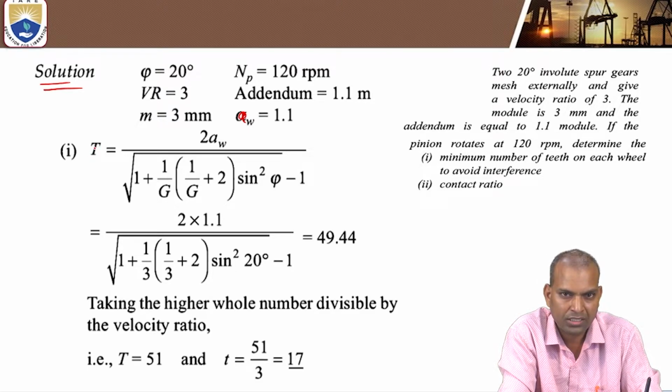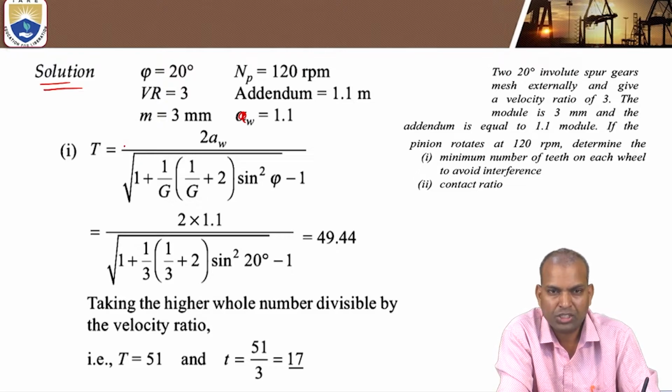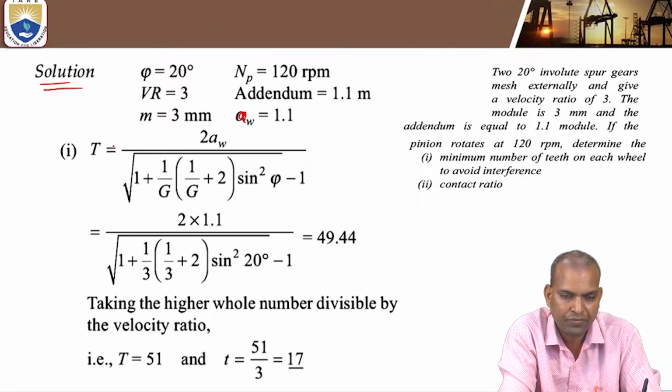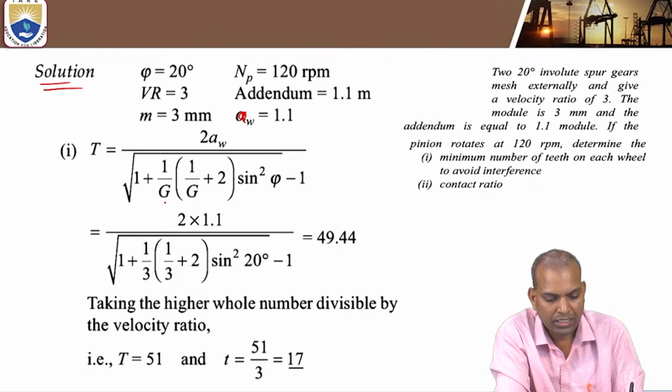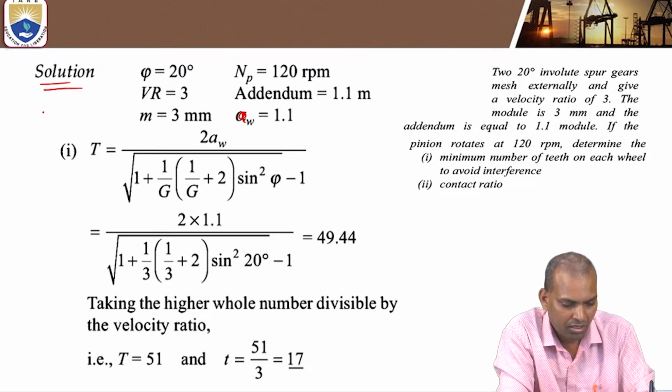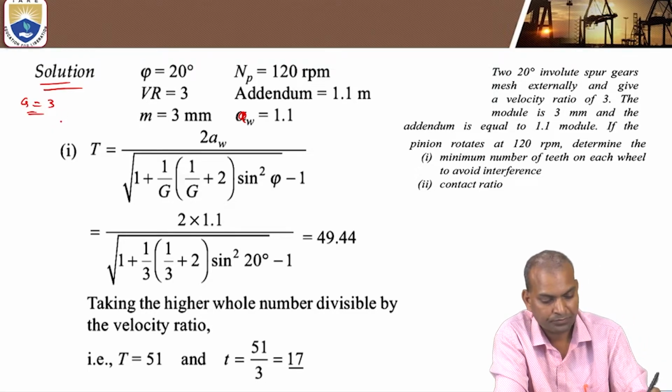The number of teeth on the larger wheel equal to 2 times AW by under the square root of 1 plus 1 by G times 1 by G plus 2 sin square phi minus 1. We know the gear ratio. What is the gear ratio? It is nothing but the velocity ratio. That is gear ratio G equal to 3, that is also capital T by small t here.